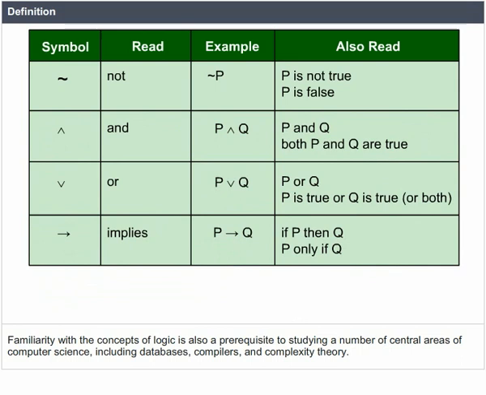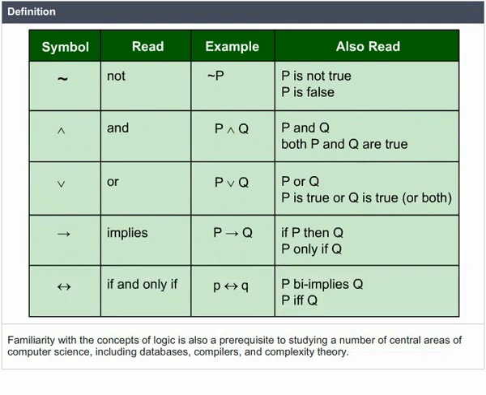P only if Q. We read the symbol as if and only if. Example, P if and only if Q. We read it as, P implies Q, and Q implies P, P if and only if Q.